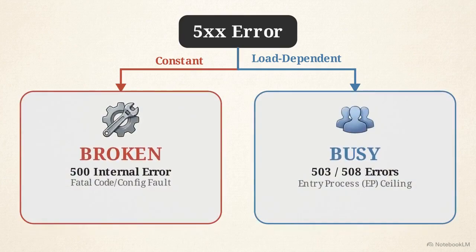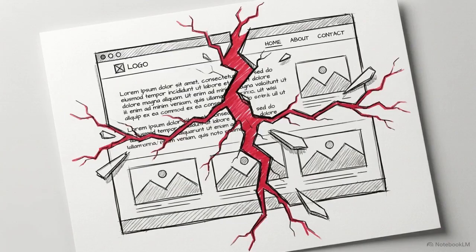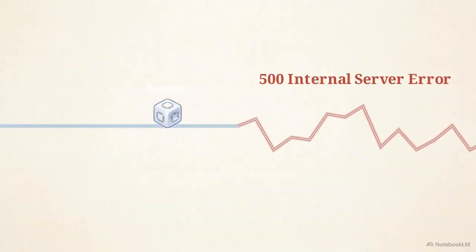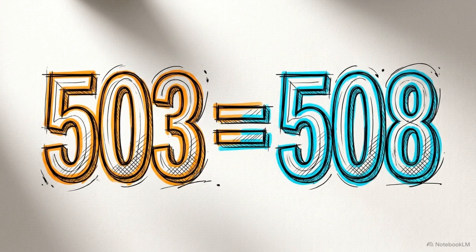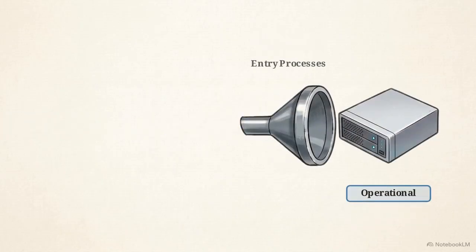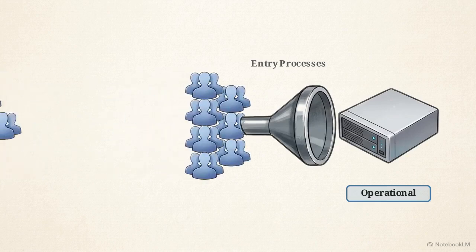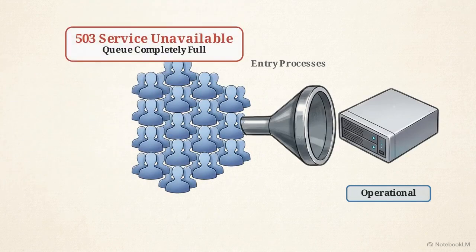The difference between a 500 and a 503 error looks complicated in a browser, but it traces back to a single predictable diagnostic split. A 500 error means your site is broken. Something in the software failed to execute, and the server halted the request entirely. A 503 error, or its Apache equivalent, the 508, means your server is healthy, but the queue to process incoming visitors is completely full.